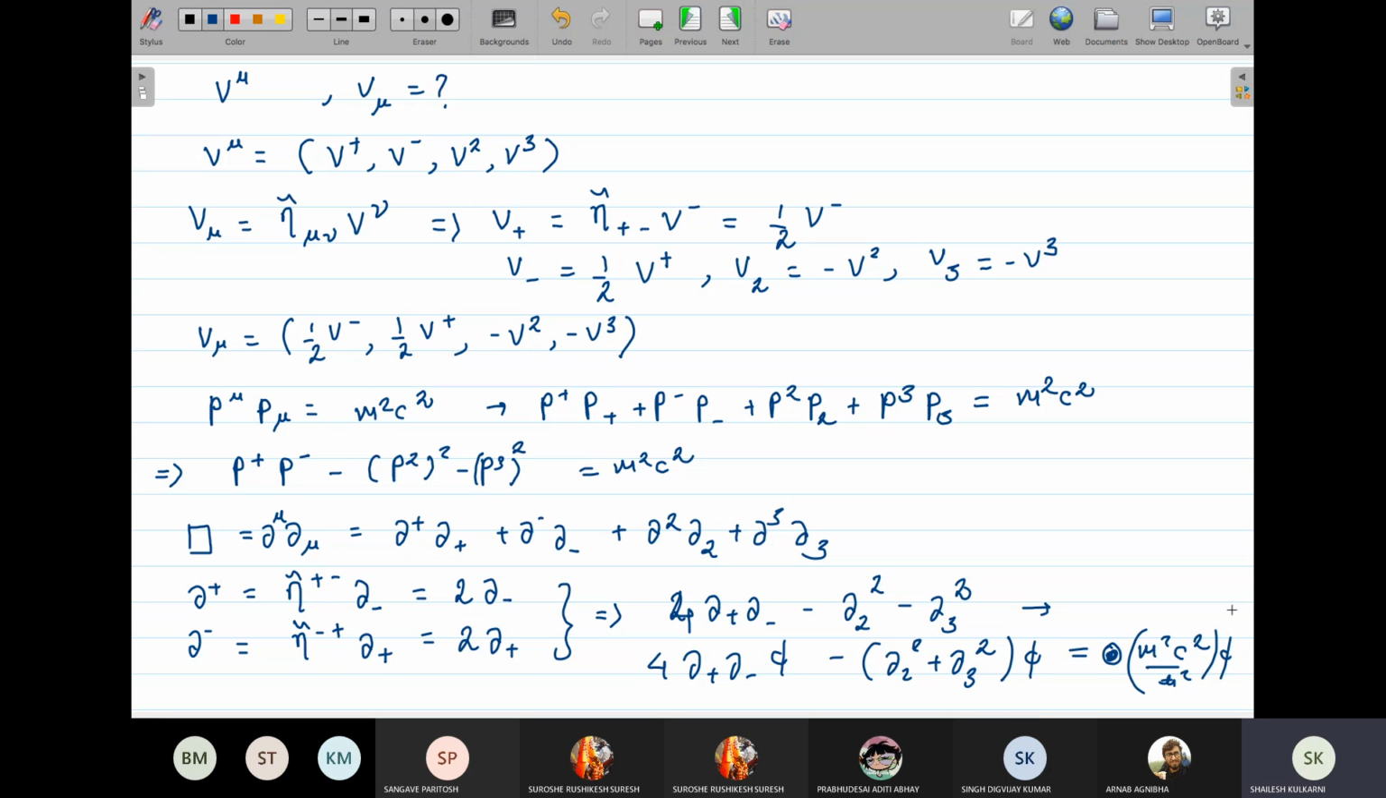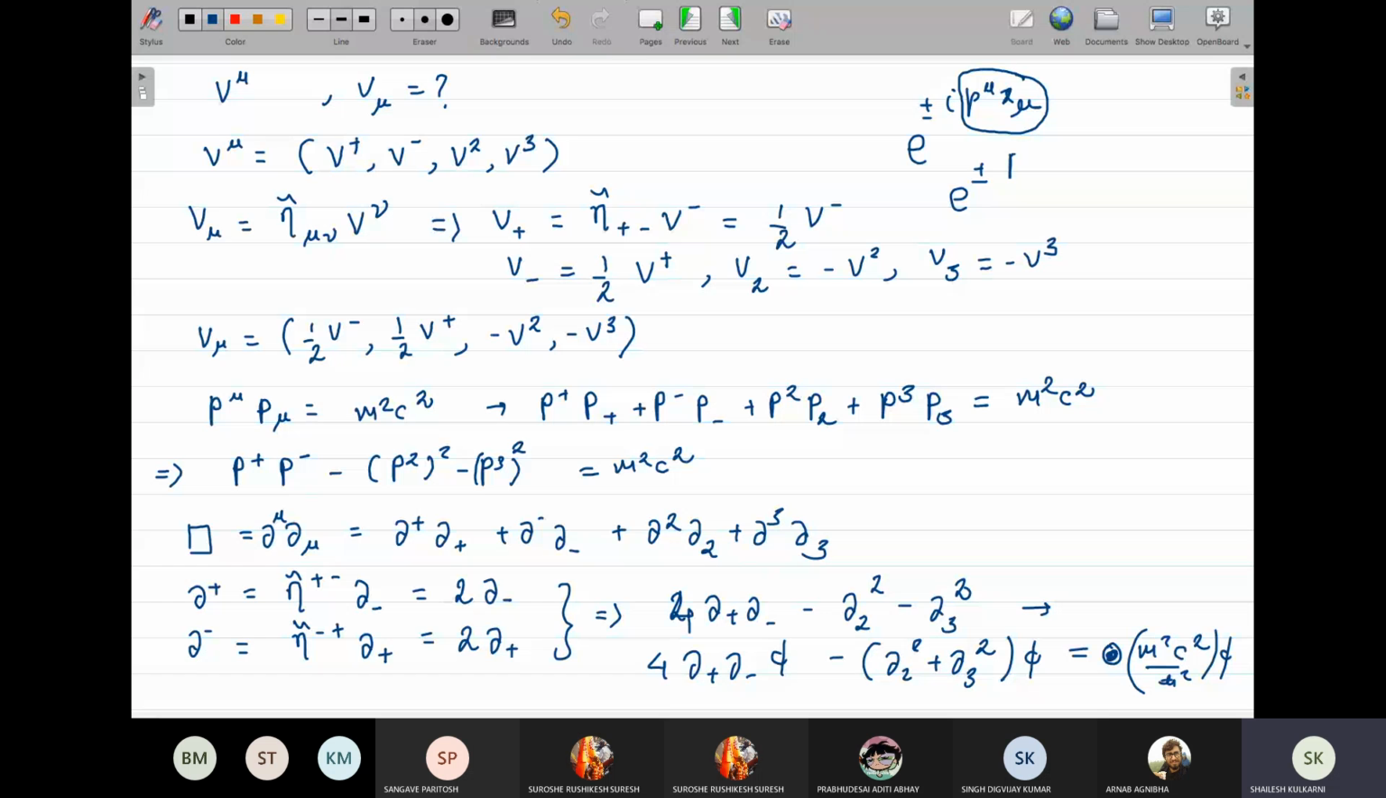Fine. Now how to write the plane wave solution? Plane wave solutions, you have e to the power plus or minus i p_mu x^mu, right? Since it is an invariant form, it holds in any frame. So we know now how to raise and lower.